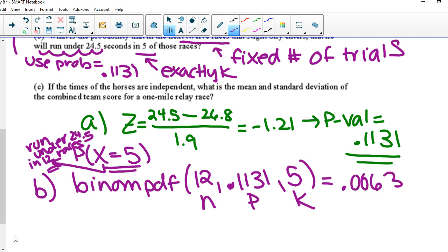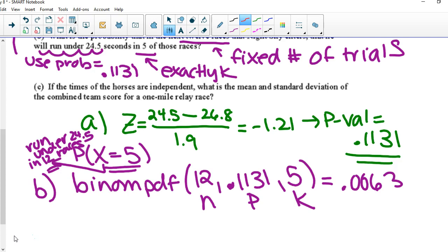You want to be prepared that they may ask you, is this a likely event or not? Would you be surprised if it happened? Because this probability is so low, you would say that's unlikely. I would be surprised if it happened. It doesn't ask in part B, so we don't need to worry about it now.